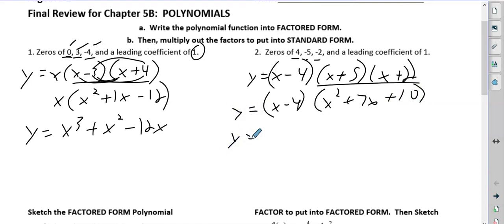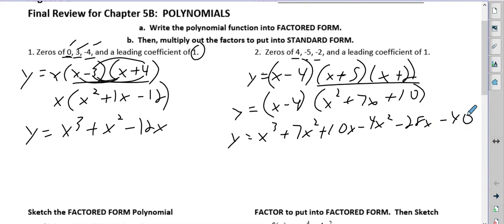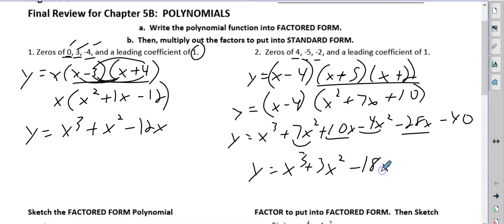Now I'm going to send the x through. So that'll give me x cubed plus 7x squared plus 10x. Now I'm going to multiply by negative 4. Negative 4x squared, negative 28x, negative 40. 7x squared minus 4x squared will give me 3x squared. 10x minus 28x is going to be negative 18x, and the minus 40 stays. That's it.